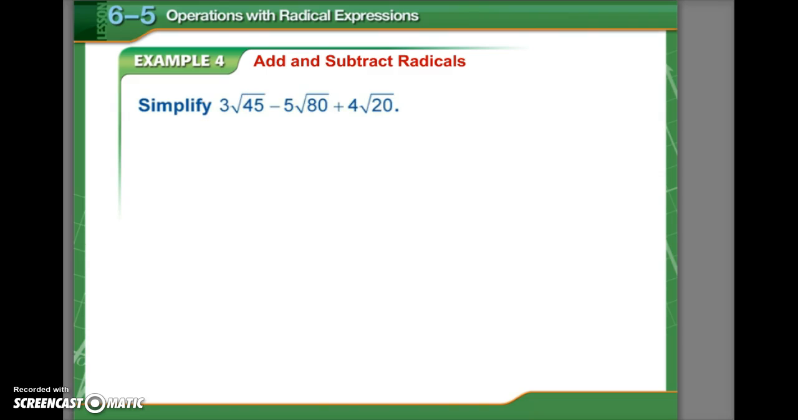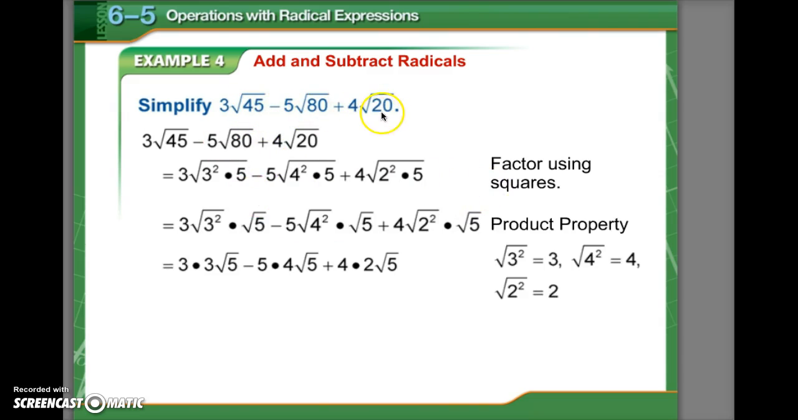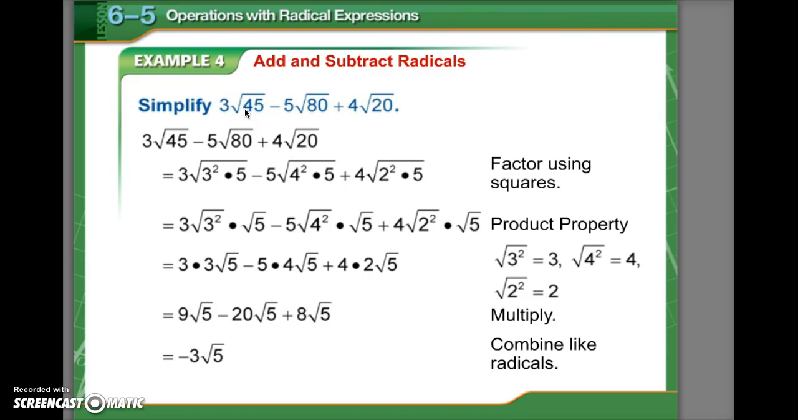Okay, in example 4, we're going to add and subtract radicals. You notice each time here we have a square root in each one, but the number inside is different. So there's going to be some manipulation we need to do to each of these problems. The first thing that we're going to do is break down this 45 and the 80 and the 20 into factors of perfect squares. So I know that 45 is 9 times 5, and 9 is important because it's a perfect square. It's 3 squared. So I have 3 squared times 5.